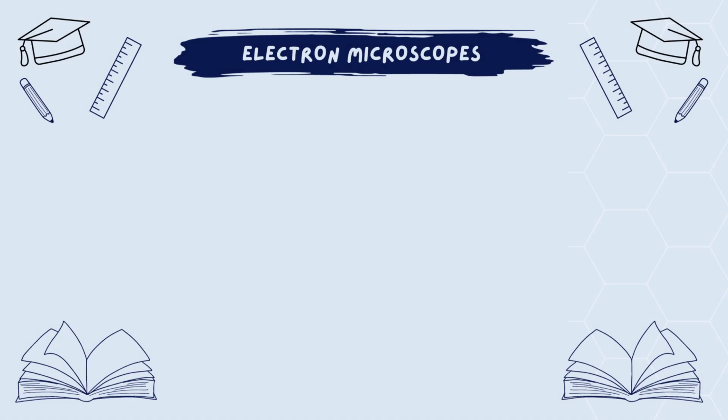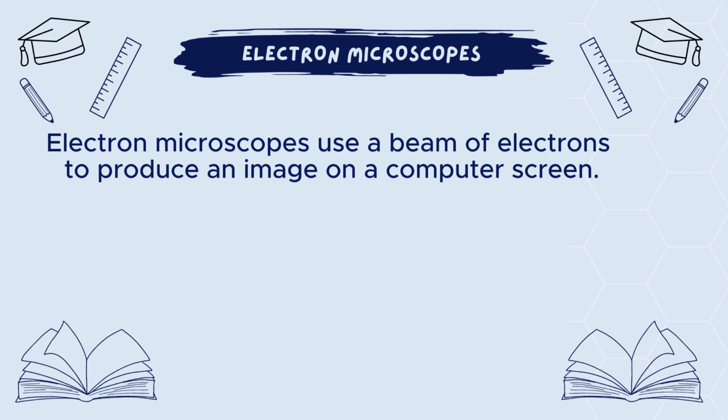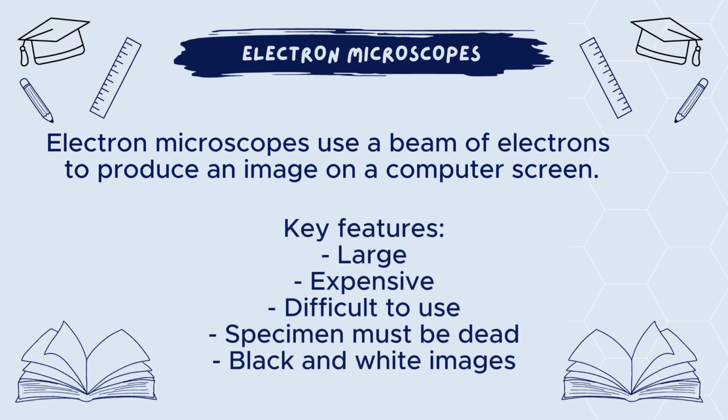Now, electron microscopes. Electron microscopes use a beam of electrons to produce an image on a computer screen. Their key features are they're quite large, they are expensive, they are difficult to use sometimes, the specimen that you are looking at must be dead, and they can only produce black and white images.